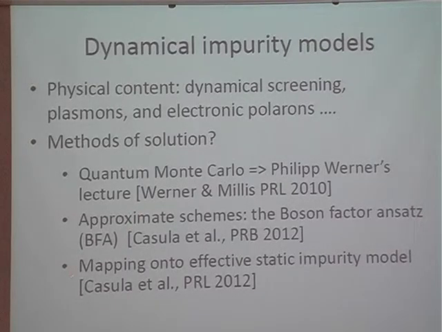And finally, this is not really a method of solution, but I just mention it. You can also ask the question: if I'm only interested in low-energy quantities, can I map a dynamical model back onto a static model? And the answer is yes, but you have to renormalize the parameters of the static model. In particular, you not only have to use the screened value of U, but you also have to renormalize your band structure to take care of renormalization effects in the polaronic sense that I will show you afterwards. That was worked out in this paper with Michele Casula.